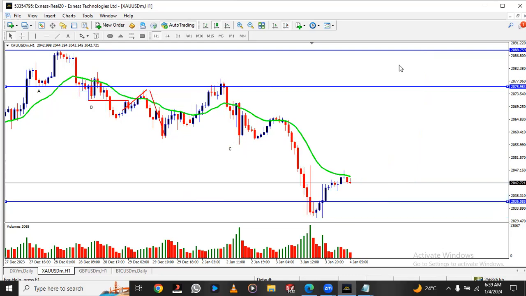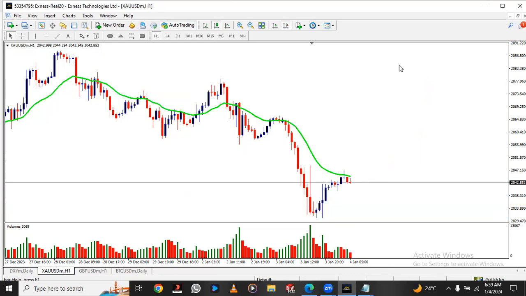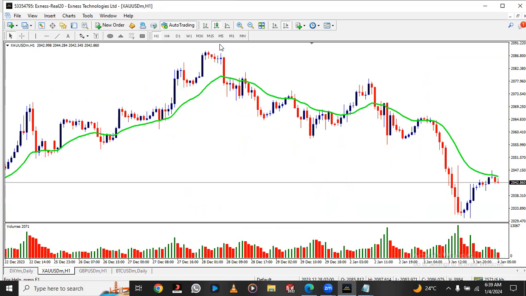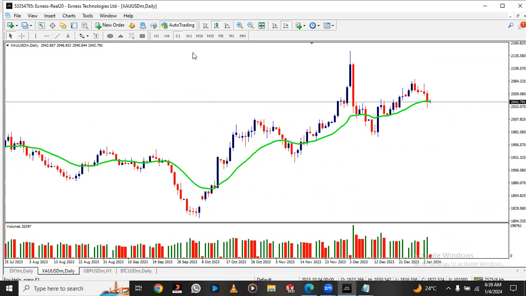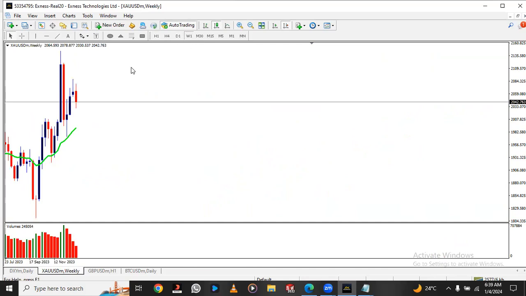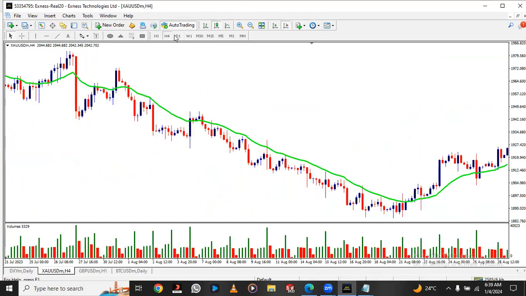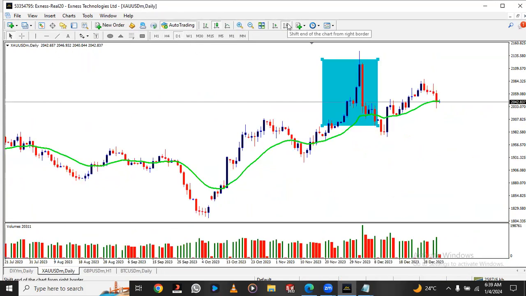Now, let me look for a fully formed example. A fully formed example that we can go with from the daily time frame. Let's see. Should we make use of this? Yeah, this particular bar from the daily time frame. Now, this is it.